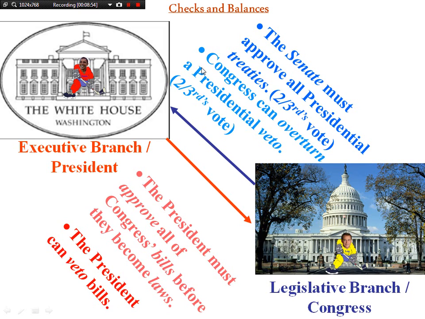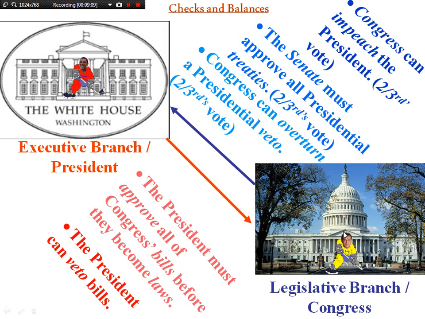Congress can override a presidential veto with a two-thirds vote. Okay? Also, the Senate must approve all the presidential treaties. So if the president wanted to create a treaty with a foreign nation, it would have to be approved by the Senate. Congress can impeach the president with a two-thirds vote. All right, and that's only happened twice in our history.